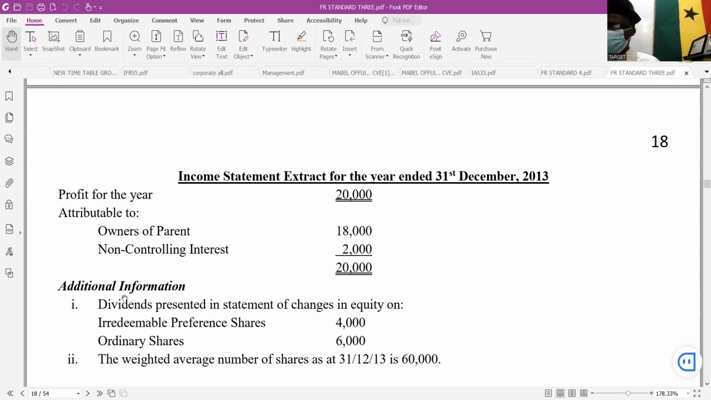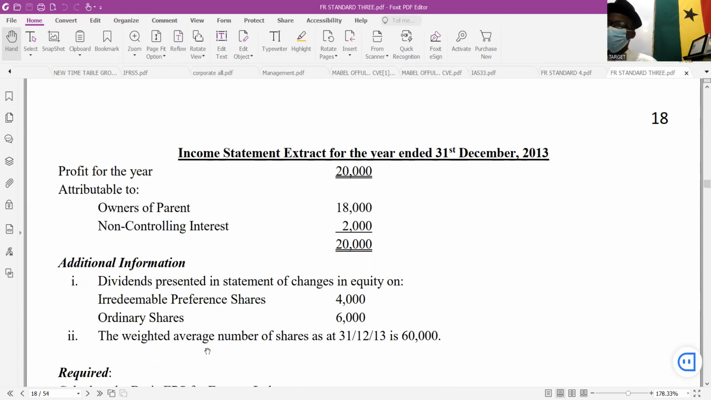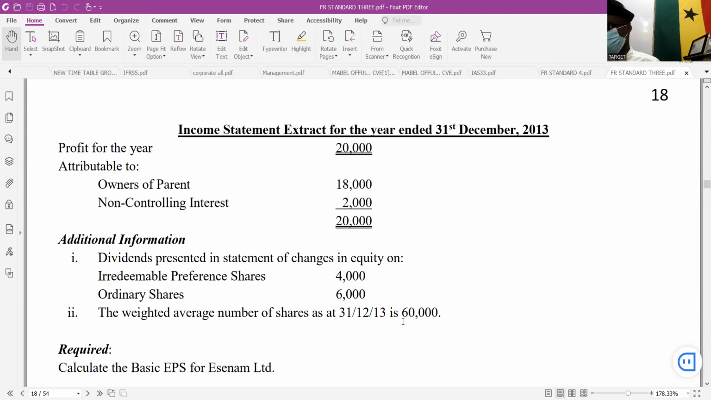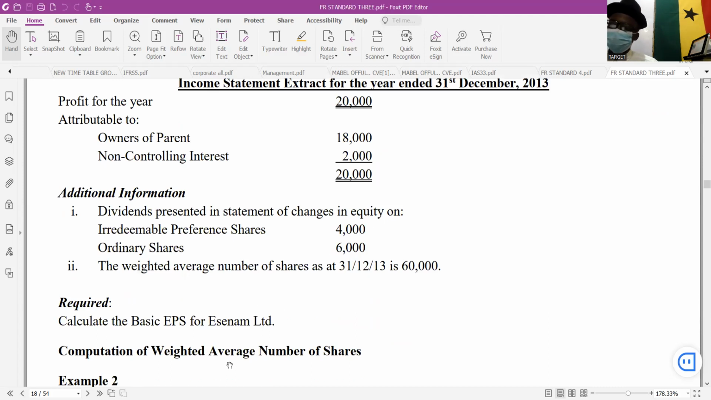And additional information: dividend presented in the statement of changes in equity on irredeemable preference shares, 4,000. Ordinary shares, 6,000, no problem. Weighted average number of shares as at the end of the financial year is 60,000, no problem. Calculate the basic earnings per share. Good. So let's go straight to the solution.